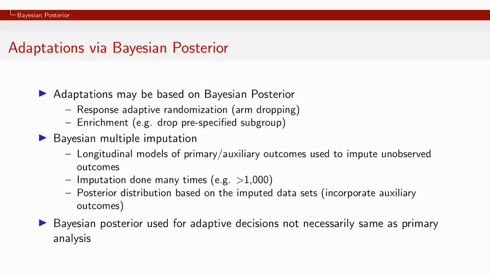The Bayesian posterior that's used in these adaptive decisions does not necessarily have to be the same Bayesian posterior distribution that might be used in the primary analysis. The idea here is that we're going to harness available information in both the observed primary endpoint and the auxiliary endpoints.